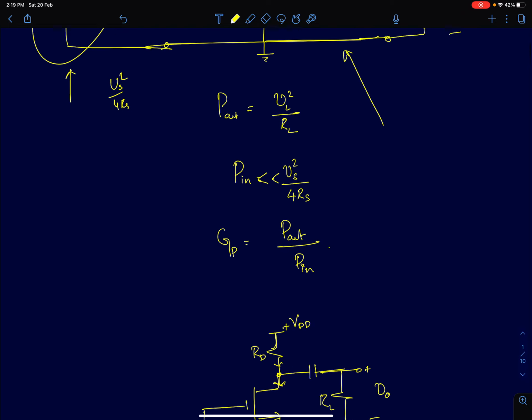So what I've shown here is P out, which is nothing but VL squared by RL, that is dictated by the load power which the application demands. And the input power, which this amplifier is going to draw from the input, is denoted by P in. And the power gain of the system is the ratio of P out by P in.